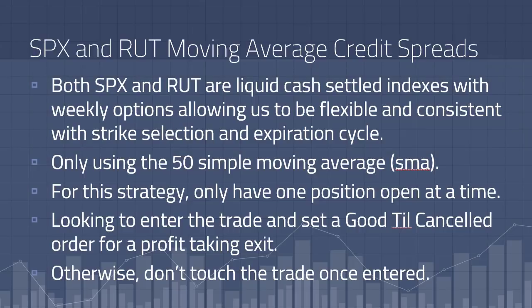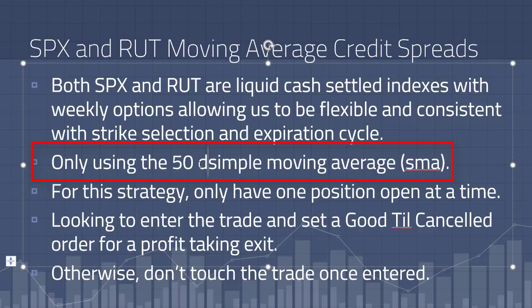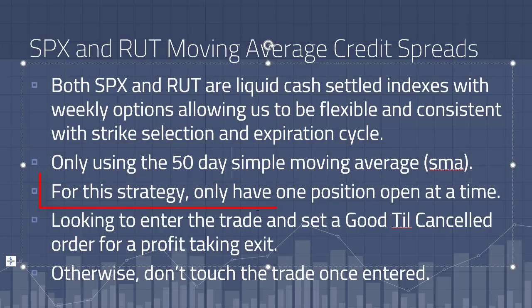The only indicator we're going to use is the 50-day simple moving average, and I should put in there daily chart or something. 50-day, right? So we're using daily charts. And for this strategy, the way the backtest is going to work, it only did one position at a time. This doesn't mean you can't put on multiple positions at a time. That's just the result we're going to see. I had one position at a time.